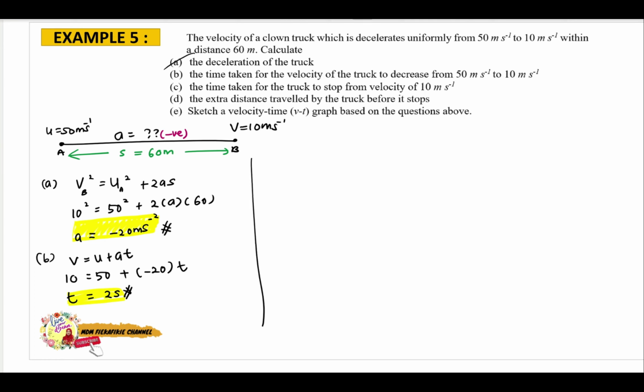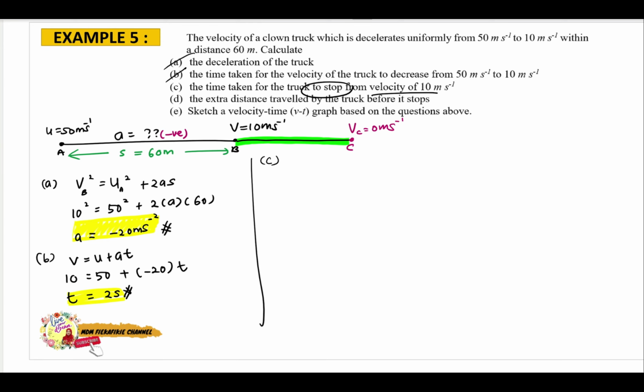And then for question C, the time taken for the truck to stop from velocity of 10 meter per second. Kalau saya lukis, that's mean kita nak kira time taken from B to somewhere here lah, kita namakan dia C. Where at this point, the car will stop. Okay? So, kita nak kira lah berapa masa yang diambil. Dia minta daripada B, daripada dia punya velocity dia 10 sampai kosong.